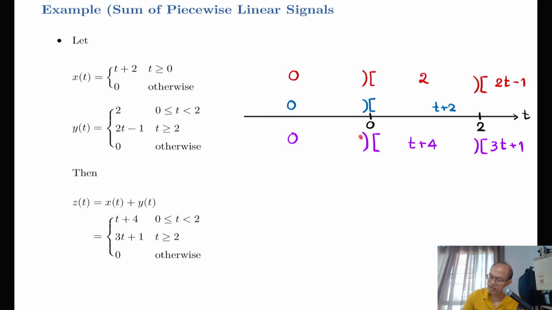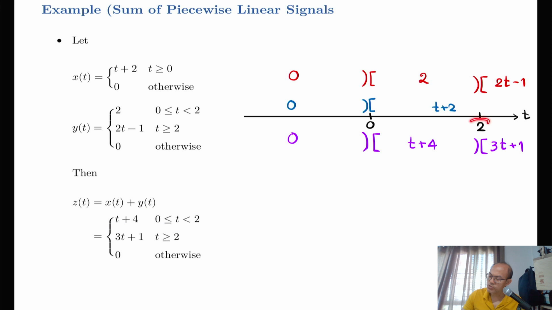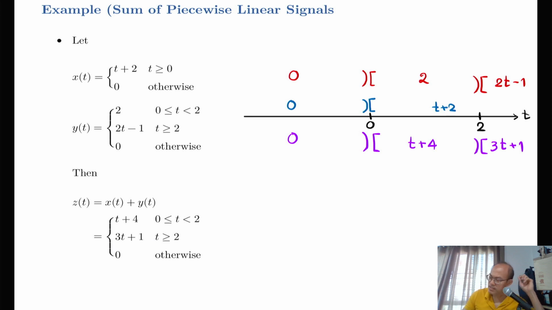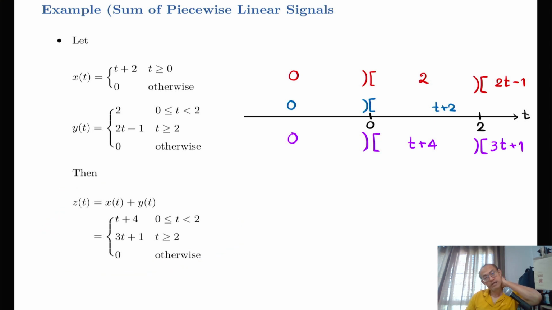So let's summarize. When t is greater than or equal to 0 but less than 2, z is t plus 4. If t is greater than or equal to 2, z is 3t plus 1. And when time is less than 0, z is 0. So there we have it, the signal z that results from adding x and y together.